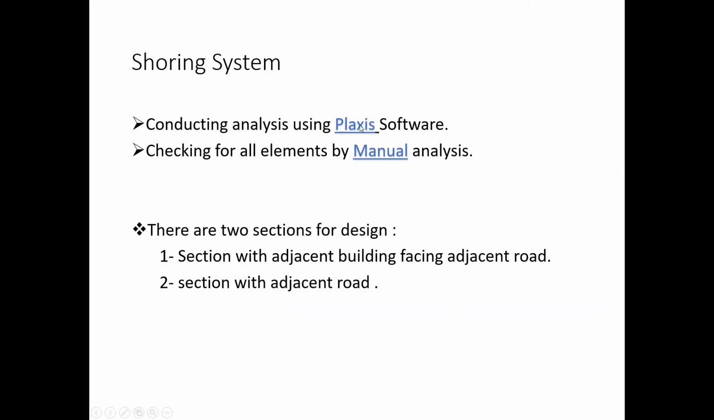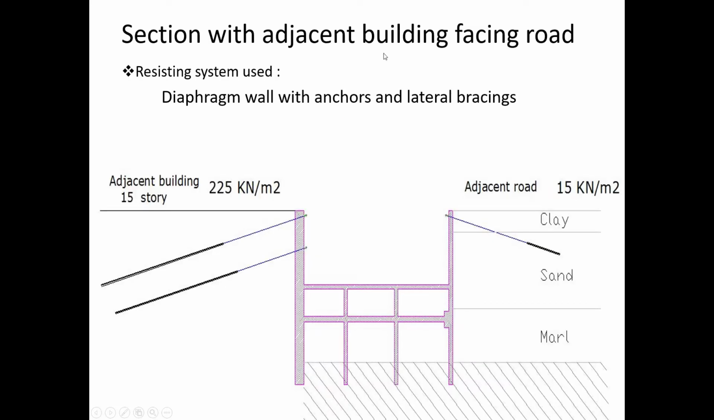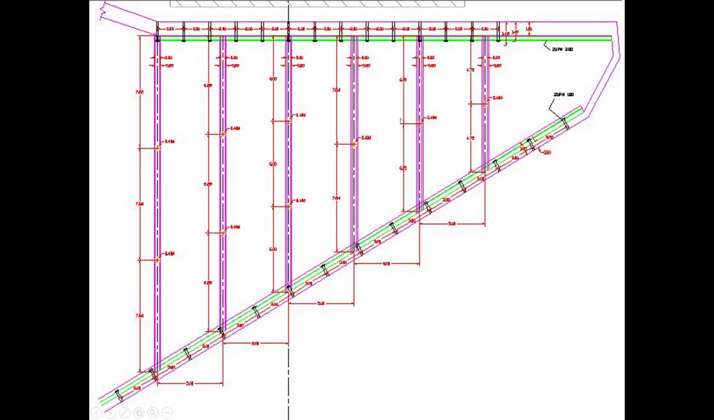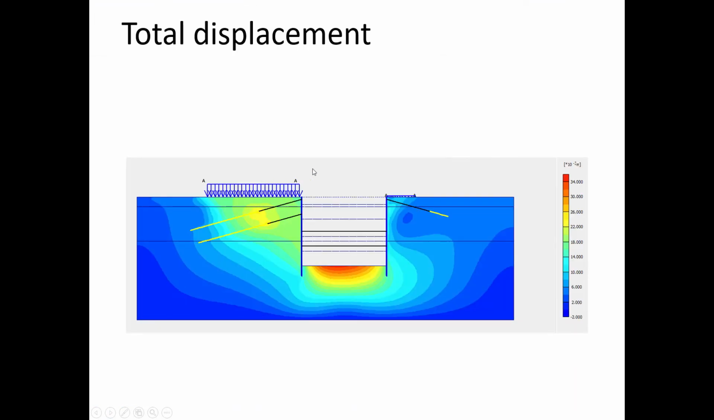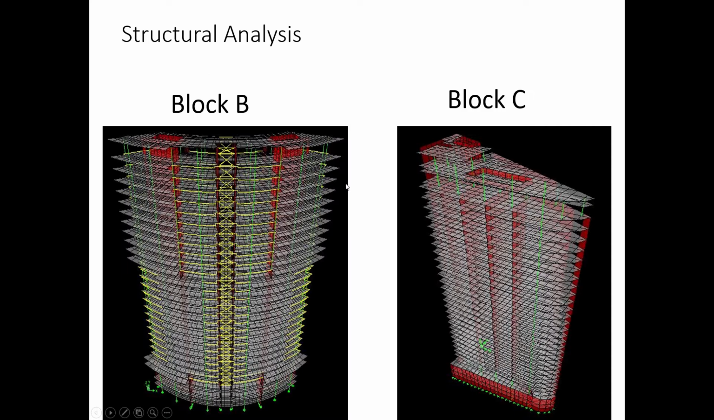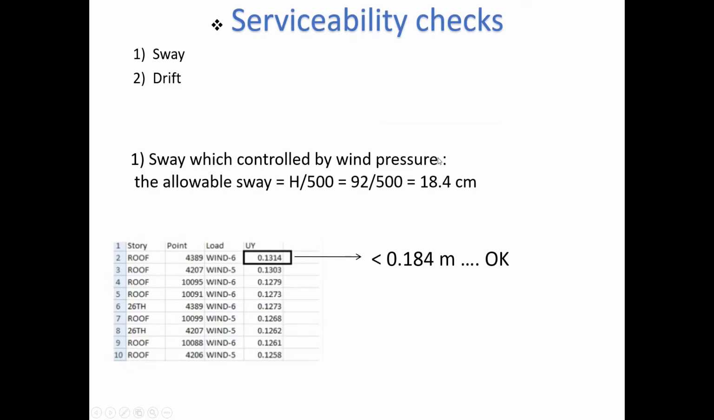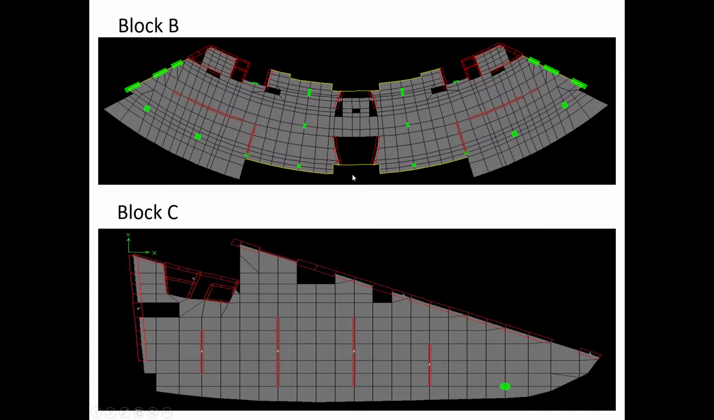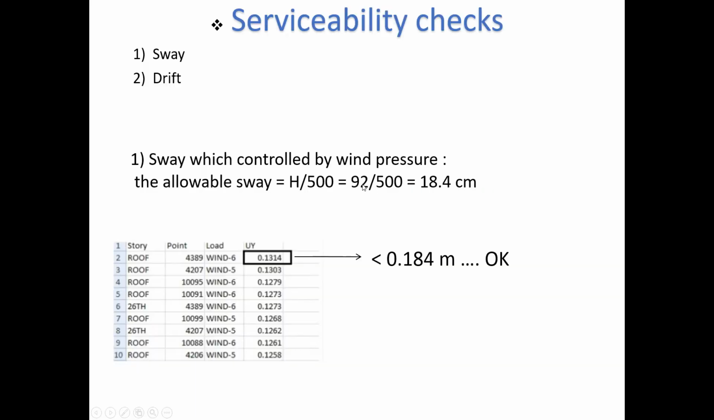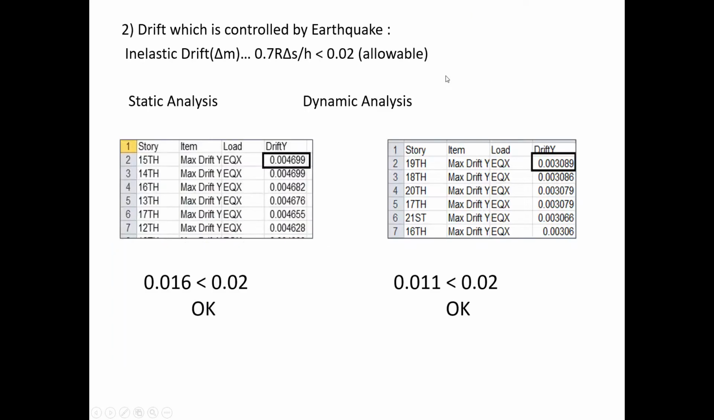We also talked about Plaxis and manual analysis for the shoring system. We talked about the two sections for our shoring system, and so on. We talked about checking the deflection. We talked about our model in ETABS, the plan related to our model block B and C, and so on. Serviceability checks concerning sway and drift.